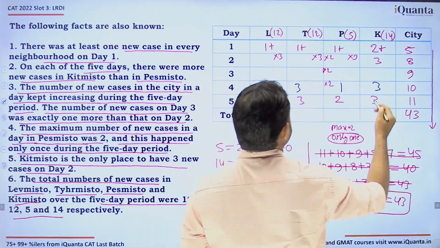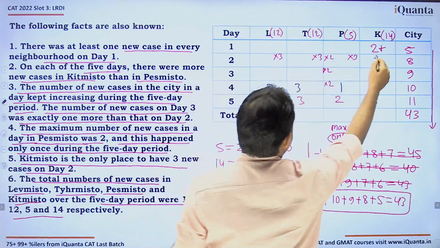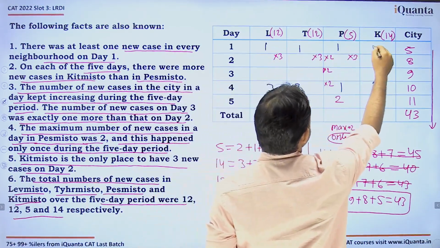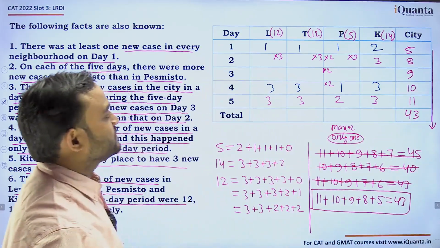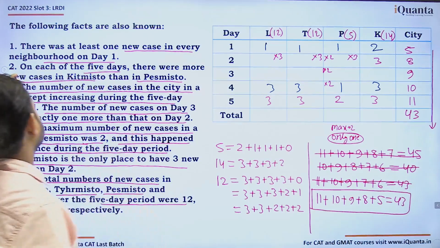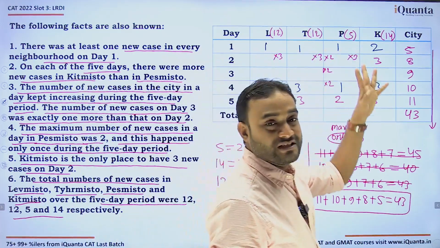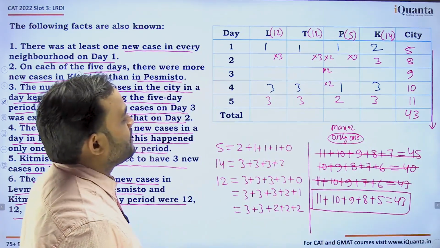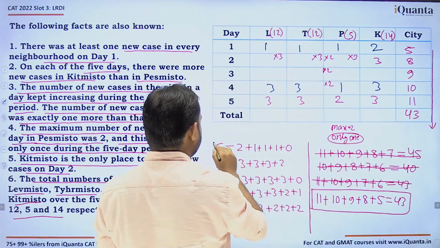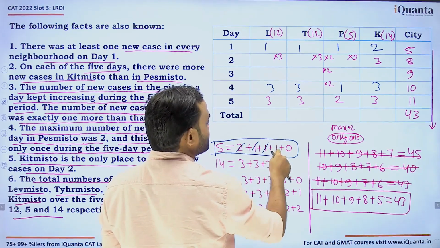3, 3, 3, right? And if we talk about day 1, how do we achieve 5? So that's only possible when we take this as 1, 1, 1 and 2. That's the only possibility to get 5 because it's given in the question that there was at least 1 new case in every neighborhood on day 1. That's why we have to take this case. We cannot take 0. Now we already have 2 ones, right? 2 ones. And in case of 5, we have taken 2, 1, 1.